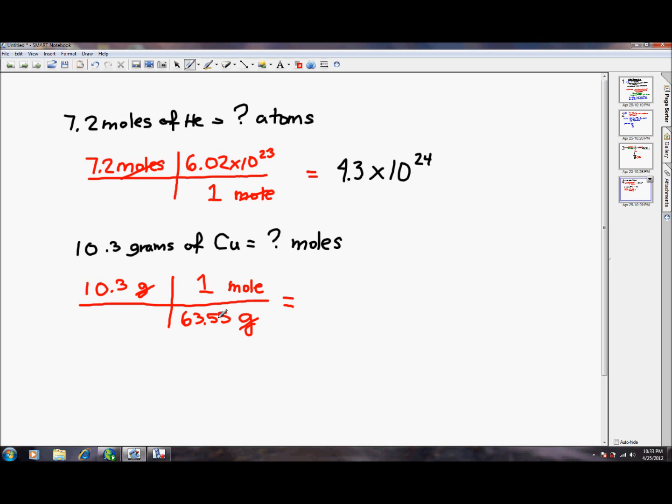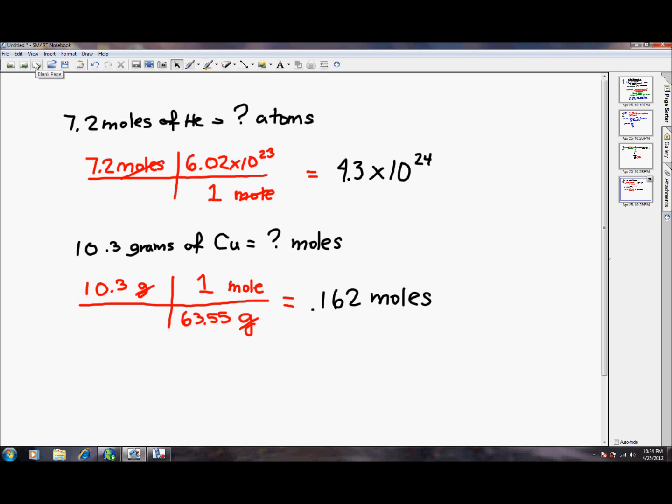So 10.3 divided by 63.55 is 0.162077. Well, where do I round that off to? There are 1, 2, 3 significant figures in my given value, so I'm going to need to round that off to 0.162 moles. Okay, so I can do this type of setup for any type of single mole conversion, when I'm converting from moles to something else or from a different unit to moles.